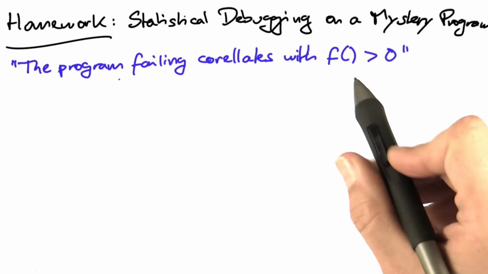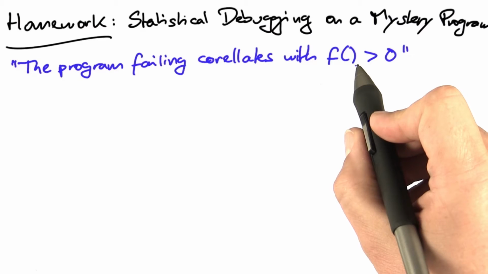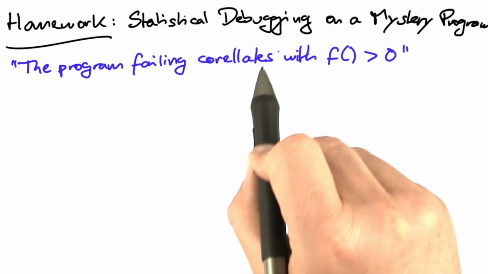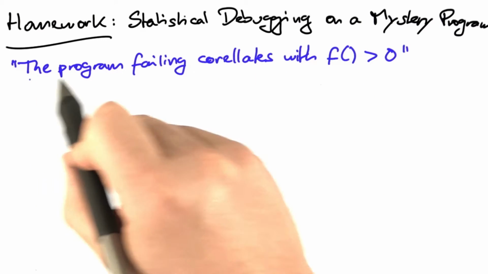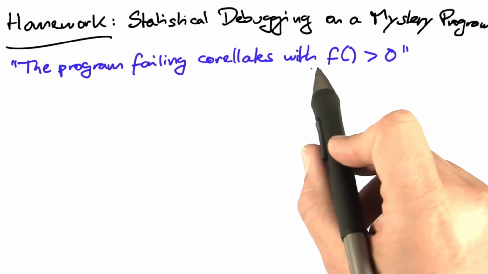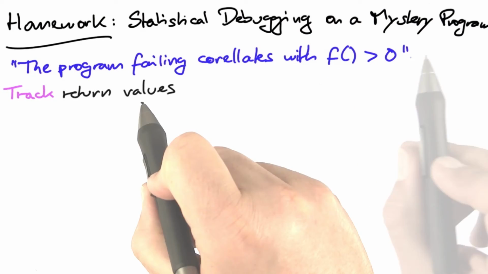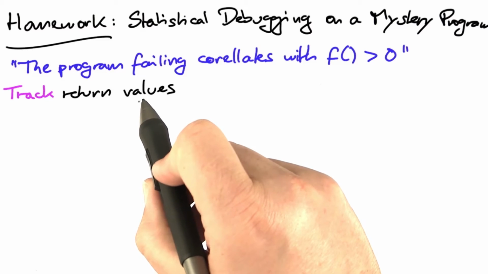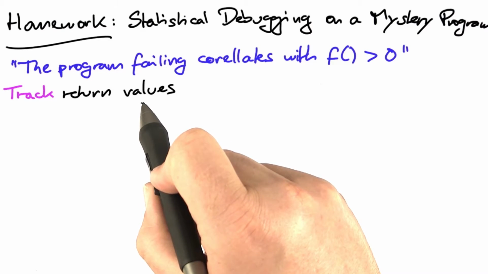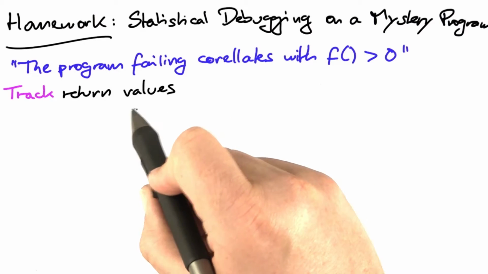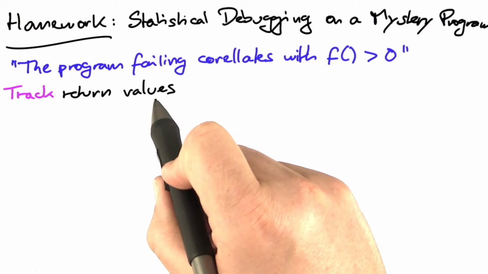However, this time we're going to look at another set of execution features, that is, not lines executed, but instead the return values of individual functions. One of the outputs of your task could be that the program fails whenever f returns a value that's greater than 0. For this, you need to track the return values of individual functions. And again, the Python traceIt function will do that for you. The event is return, and the return value is contained in the argument.